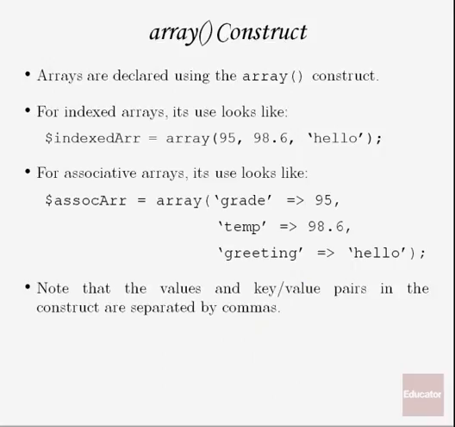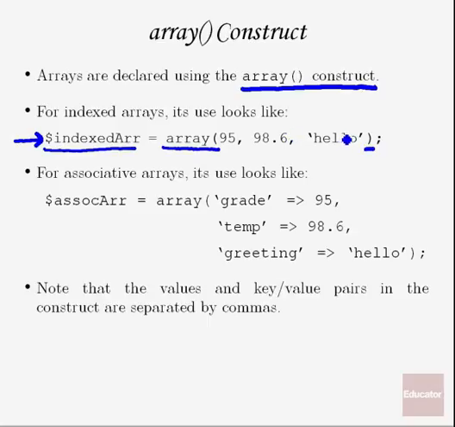So how do we define an array? Well, in PHP, it's defined using what's known as the array construct, which is the word array and then a pair of parentheses. For index arrays, an array declaration is going to look like this. You have the variable name, you have the construct array with its 2 parentheses, and then you have a comma delimited list of values in the array. So here you have 95, the number 95, the floating point value 98.6, and the string hello.